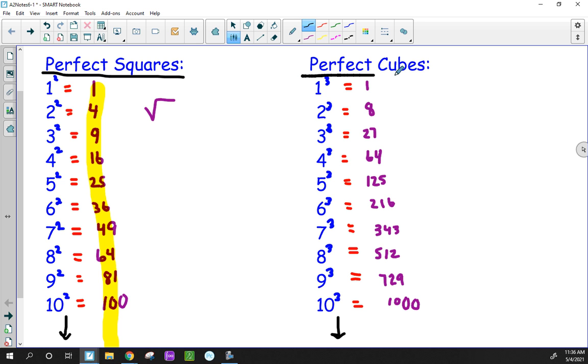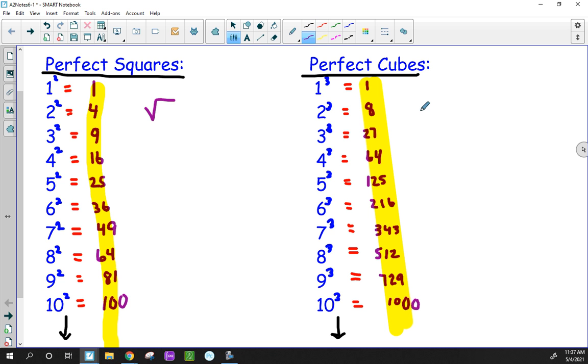Perfect cubes are numbers that are raised to the third power. 1 to the third is 1, 2 to the third 8, 3 to the third 27, 4 to the third 64, 5 times 5 times 5 is 125, 216, 343, 512, 729, 1000, and the list continues. If you'll just base your problems off these numbers, most problems will be dealing with just these numbers, but if there's anything higher than these values in your problem, you're going to need to use your calculator.